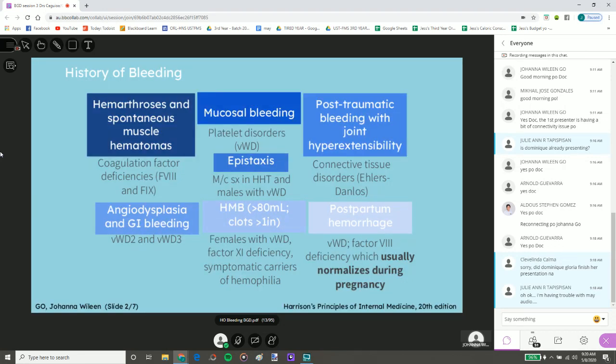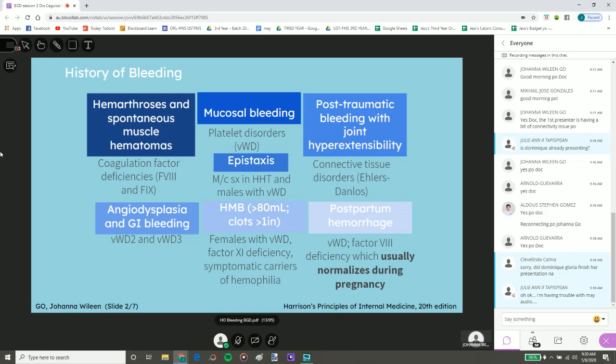Specifically, the history and the clinical manifestations we can elicit in patients would be whether the patient has had hemarthrosis or spontaneous muscle hematomas before. So hemarthrosis would be bleeding into the joints, and this would point to patients with possible coagulation factor deficiencies, specifically in severe factor 8 and factor 9 deficiencies, so in hemophilia. These patients could have bleeding into muscle or into joints with very minor trauma or even spontaneously.